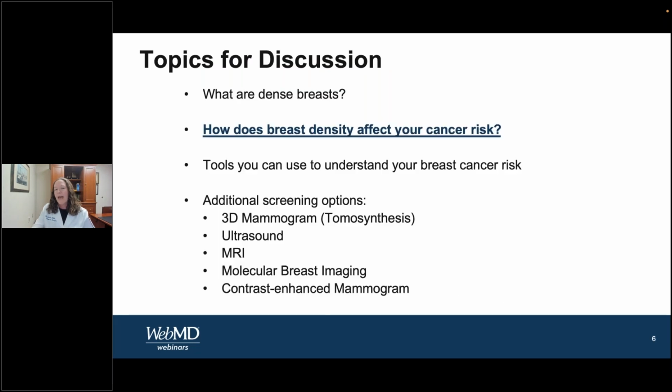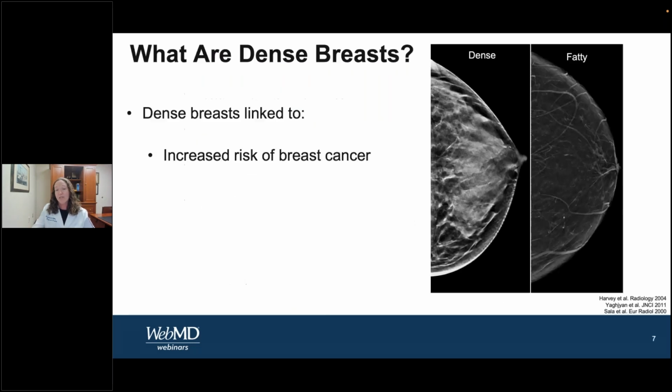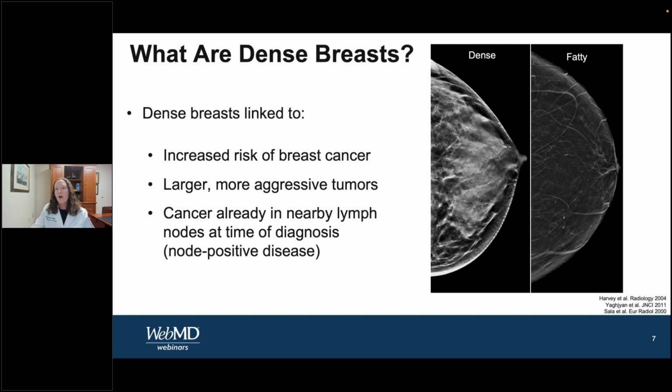So next we're going to talk about how breast density affects your cancer risk. So dense breasts are linked to an increased risk of breast cancer, independent from the masking phenomenon. It's also linked to patients presenting with larger and more aggressive tumors at the time of diagnosis. And it also is associated with cancer already being present in nearby lymph nodes at the time of diagnosis of breast cancer. And this is something that we call node-positive disease.